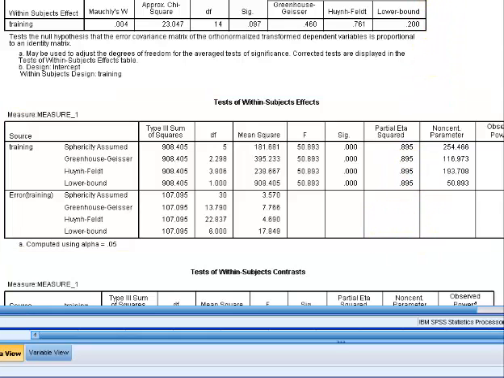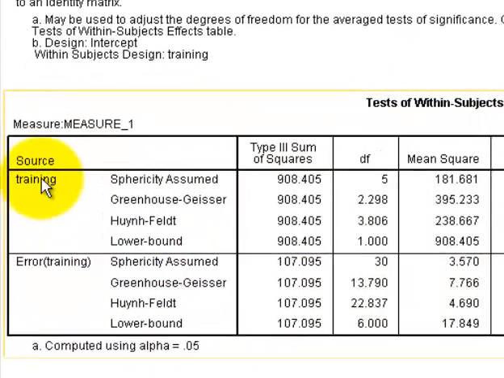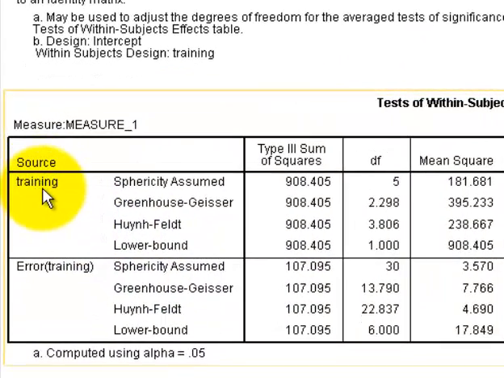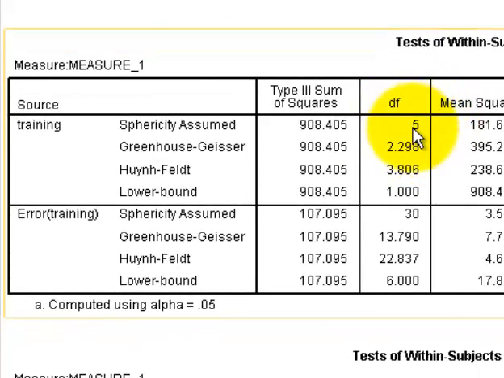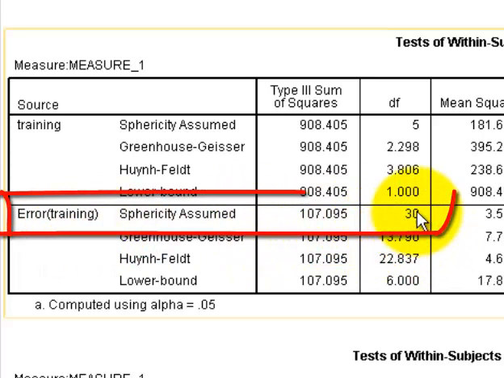And let's see, what are we looking for? So this is our money box right here. So here's the training, with the 6 different levels of training. Degrees of freedom is 5. That's what we're going to use when we write up our F score. We're going to use the between group degrees of freedom, and that's 5. It's the number of groups minus 1, so 6 minus 1 is 5. And for the within group, we use the error degrees of freedom, so 30.